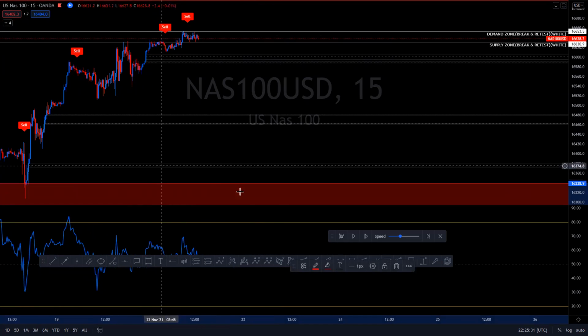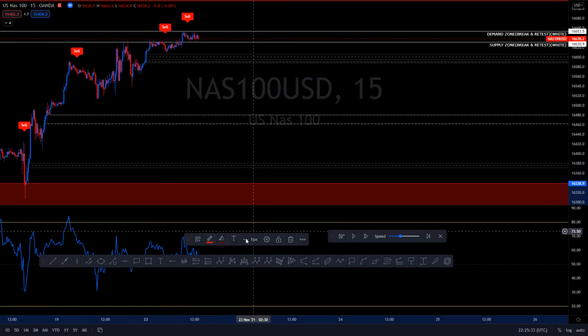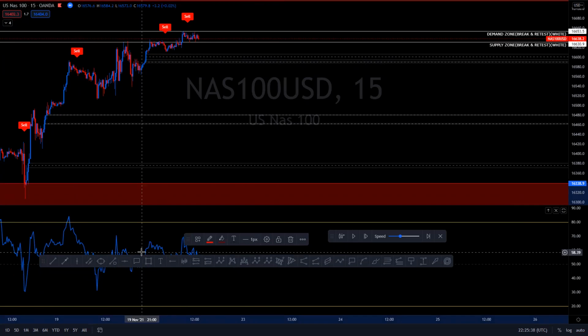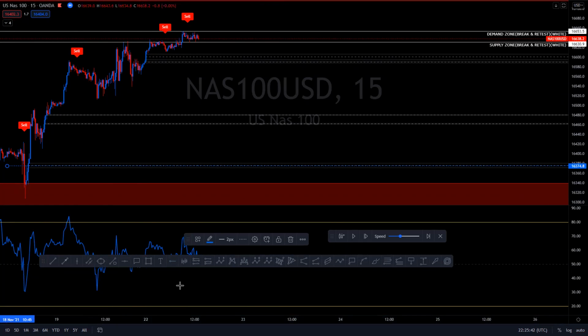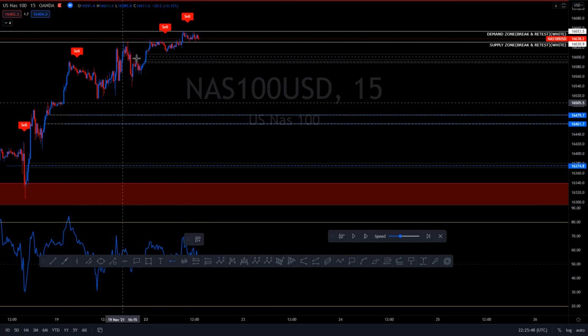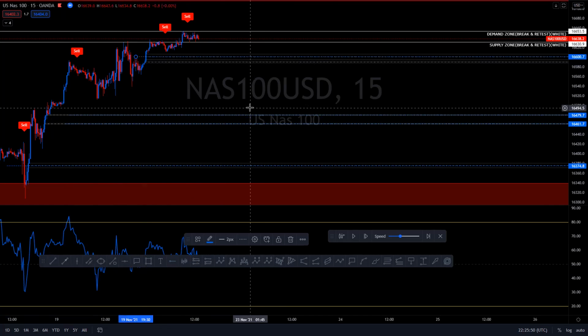So the next thing we're going to do is go to step 5, and that's when we're going to plan our trades. Now, before I do that, I'm going to take the horizontal lines and mark up the imbalances because these are going to be our take profit zones, okay?